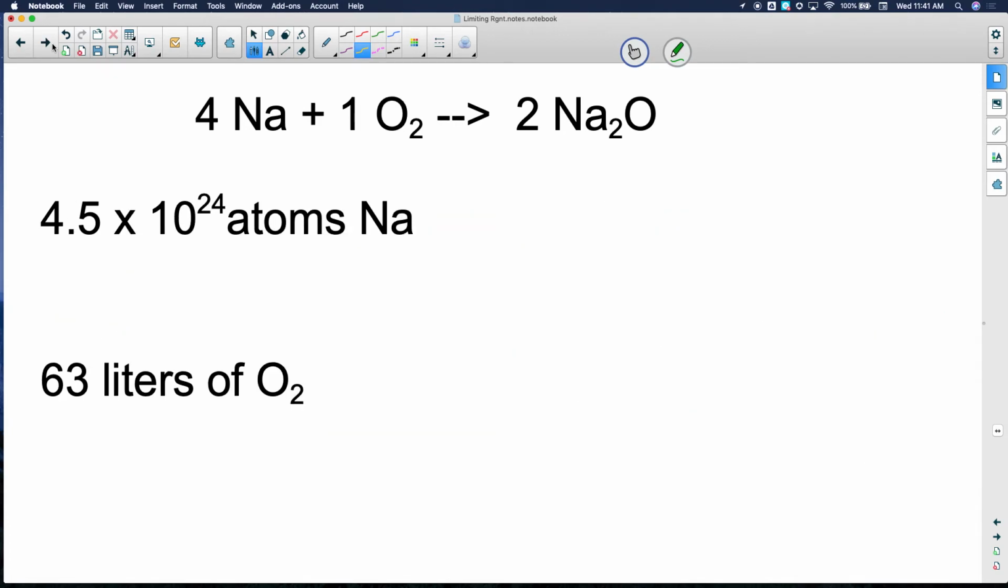Number. So, if I start with, you're welcome, 4.5 times 10 to the 24th atoms of sodium, react that with 63 liters of oxygen. What in the world is going to be the limiting reactant? What's going to slow us down this time? Game on.